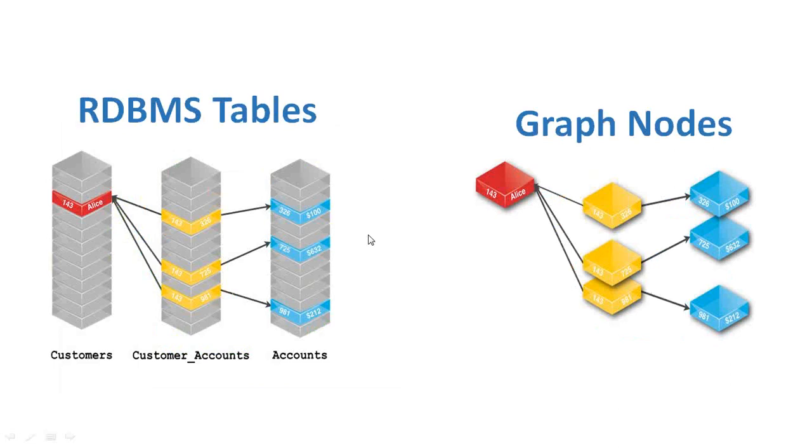This is one more example about RDBMS tables and graph nodes. Generally, if you have data in different tables, we need to perform join operations to get the data. If you have billions of records, it will take a lot of time to perform the join operation for getting the data.